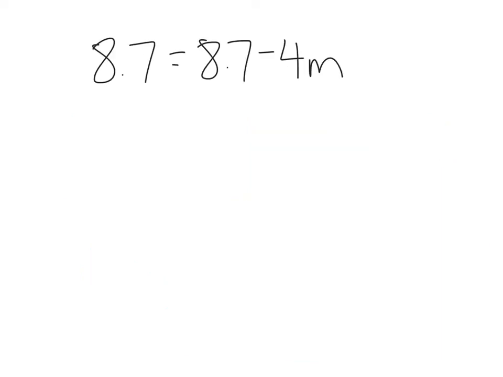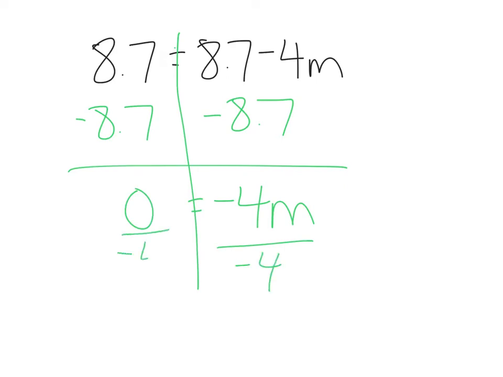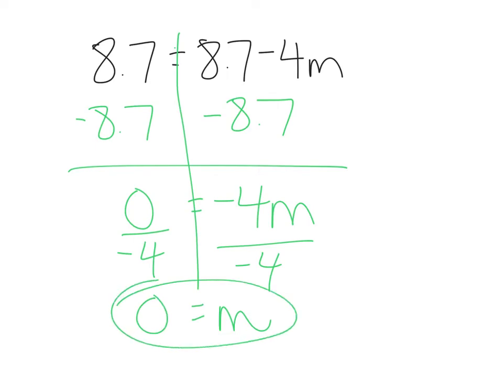Go ahead and try this one and then come back. Don't let it confuse you. The m is still the variable. We want to get it by itself. You just have to get everything around the m gone. So I'm going to subtract 8.7 from both sides. Get negative 4m equals 0. Divide by negative 4 on both sides. So then m equals 0.